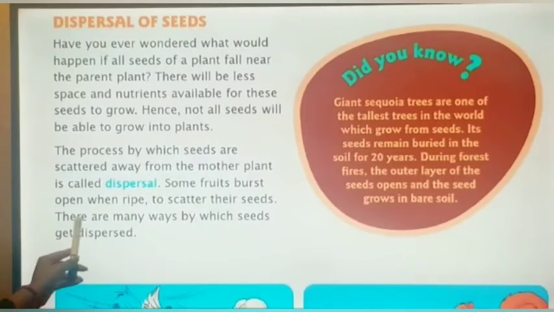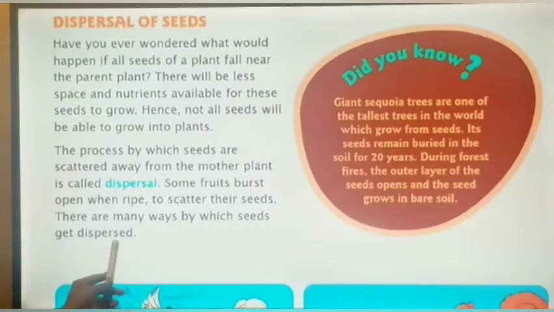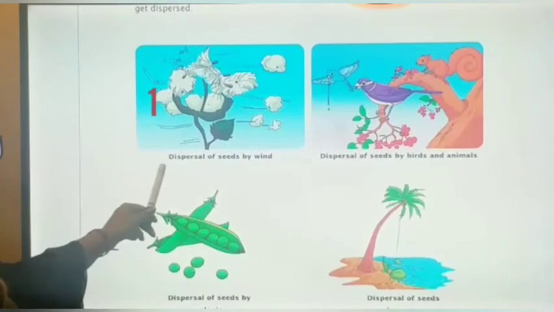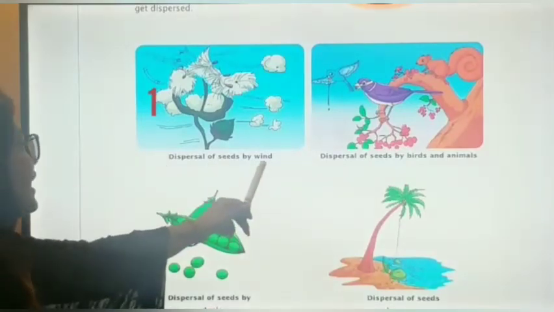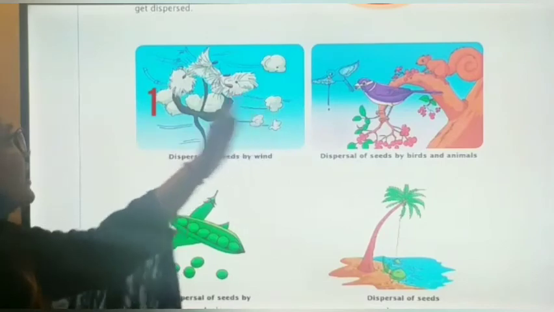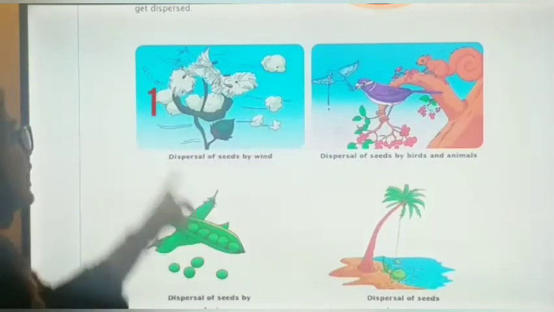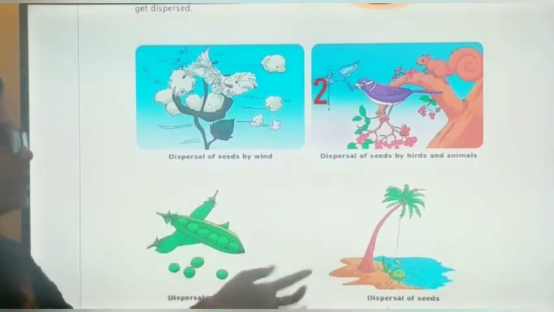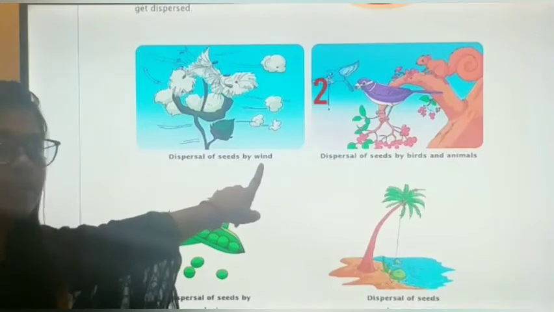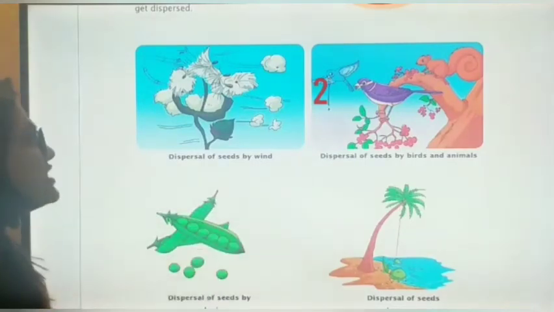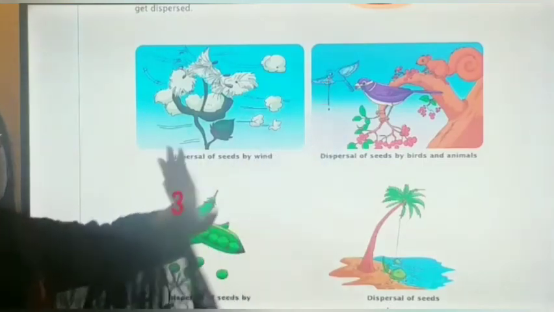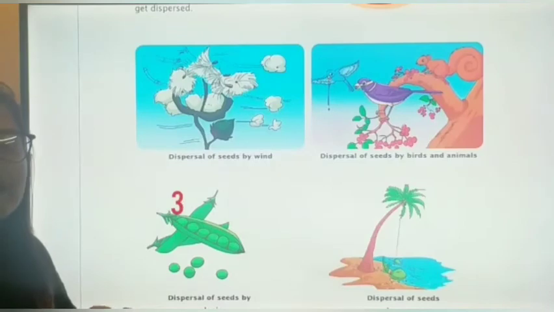There are many ways by which seed gets dispersed. So there are different ways by which seed dispersal takes place. Number one is dispersal of seed by wind. Whenever the wind is blowing, it will take the seed along. So it will move from one place to another. Second is dispersal of seed by birds and animals. Birds and animals move from one place to another, so they also carry seeds.